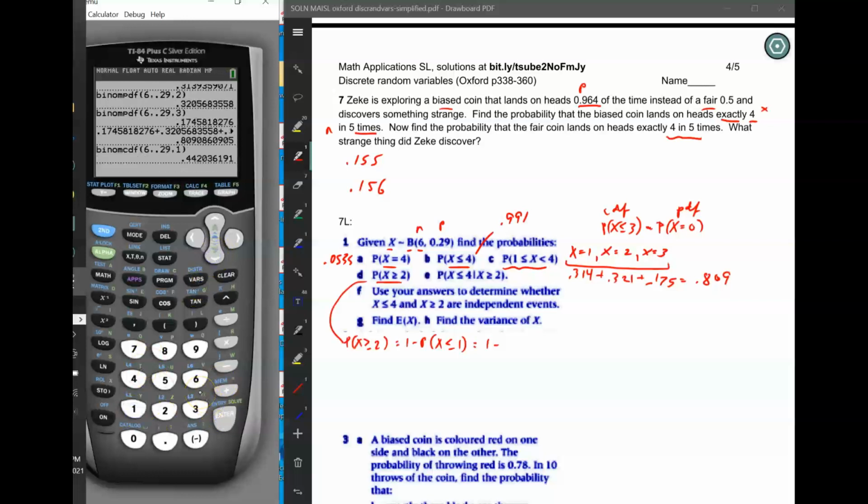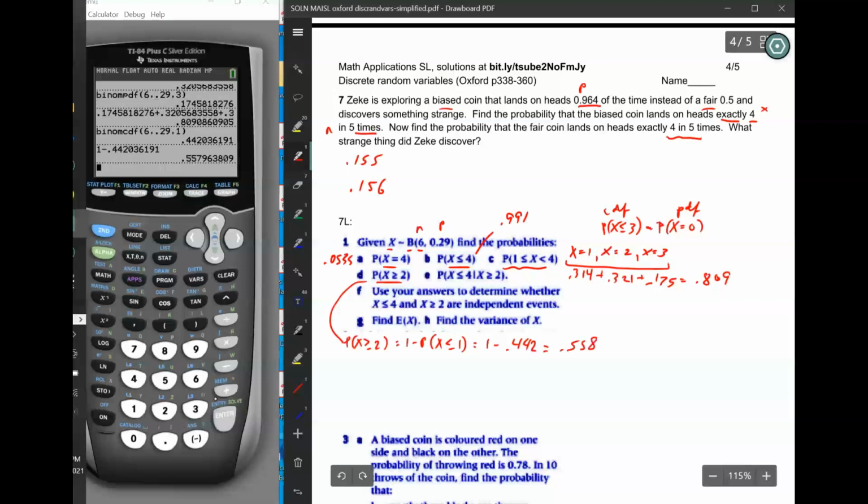And the answer is 0.442. So we just need to subtract it from 1 now, because what we really want is greater than or equal to 2. We don't want less than or equal to 1. And the answer is 0.558. Okay, so that was greater than or equal to 2.